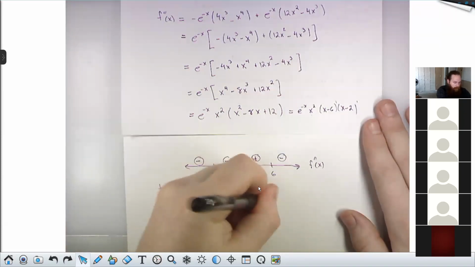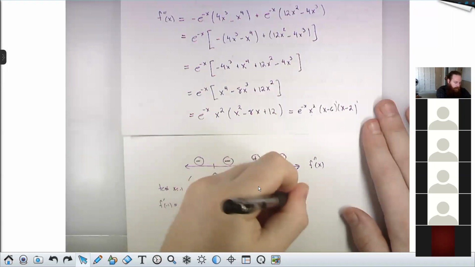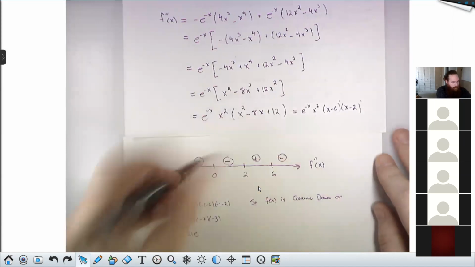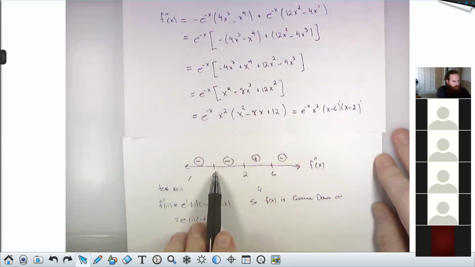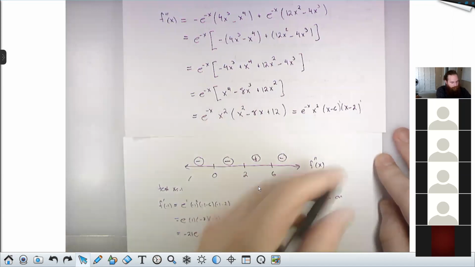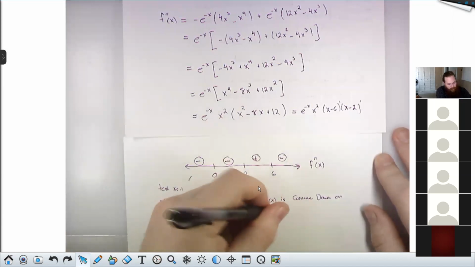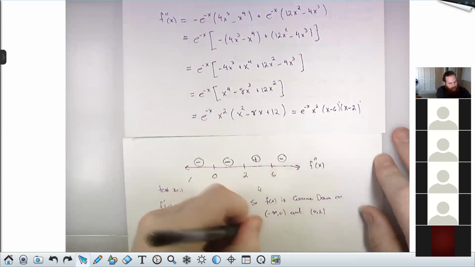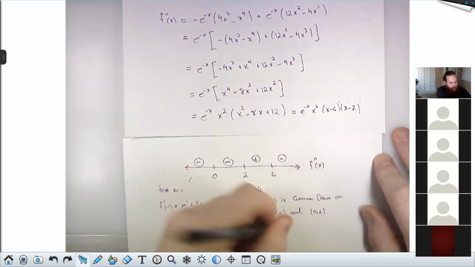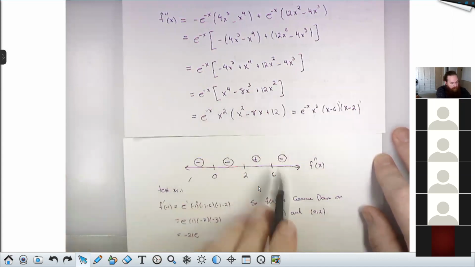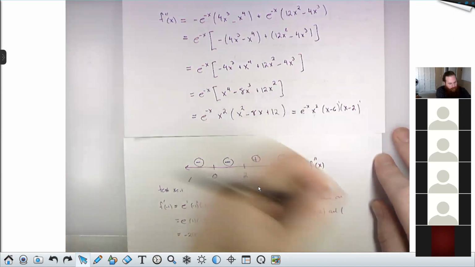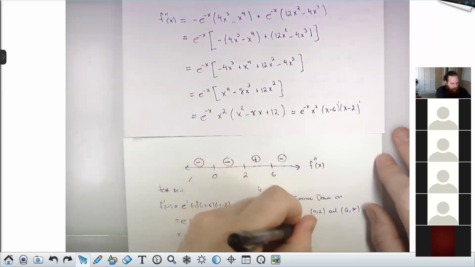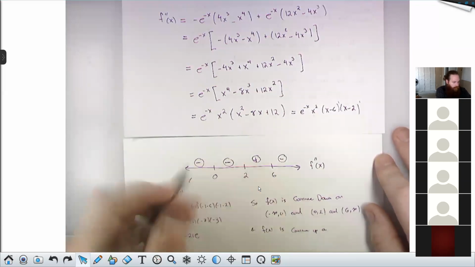So f is concave down on negative infinity to 0 and 0 to 2. And f is concave up on 2 to 6, and on 6 to infinity.